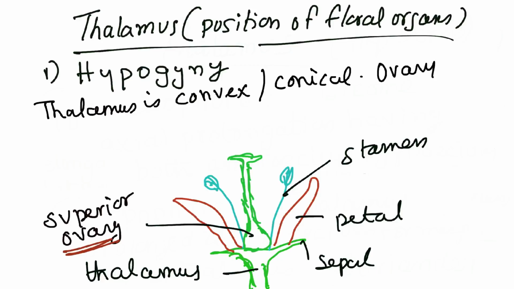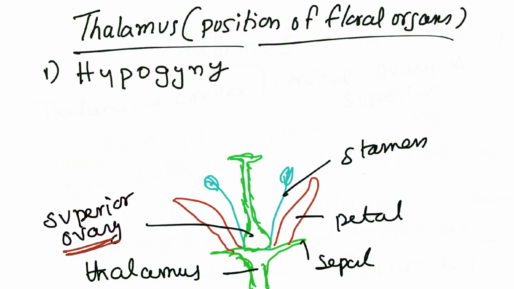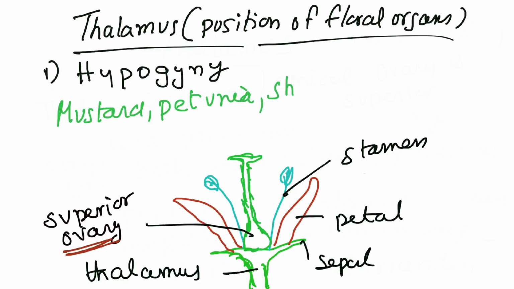So once again repeating, the superior position of the ovary is a characteristic key feature of hypogyny, and the famous examples in this particular case are mustard, petunia, shoeflower, of course that's hibiscus, and brinjal. So note the important points about hypogyny, especially the position of the ovary.